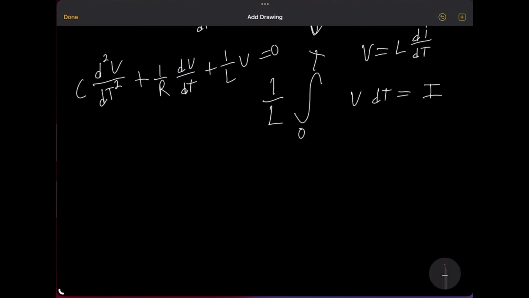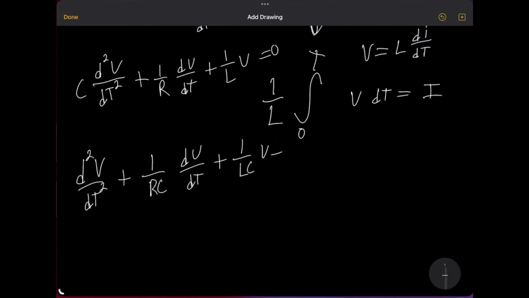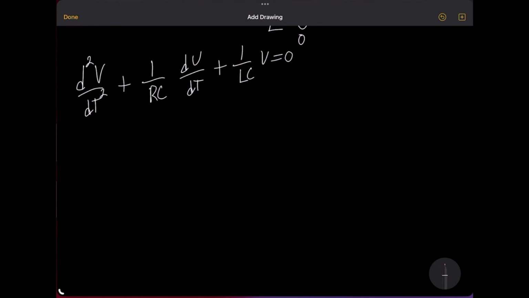Okay, and we're going to get rid of this C here because we don't really like our highest order of the equation to be with anything. We like it by itself. So we're going to have d2v/dt squared plus 1 over RC, that's going to look familiar, dv/dt plus 1 over LC times v is equal to 0.